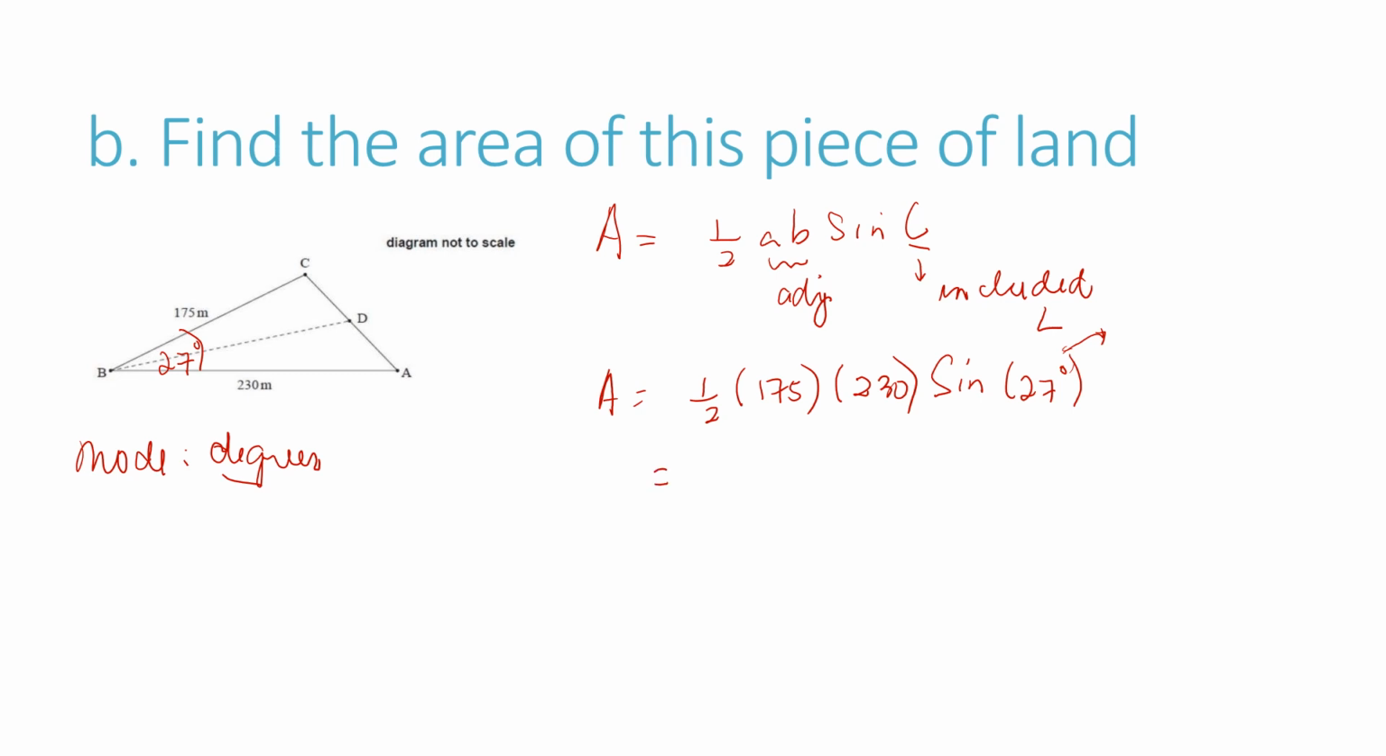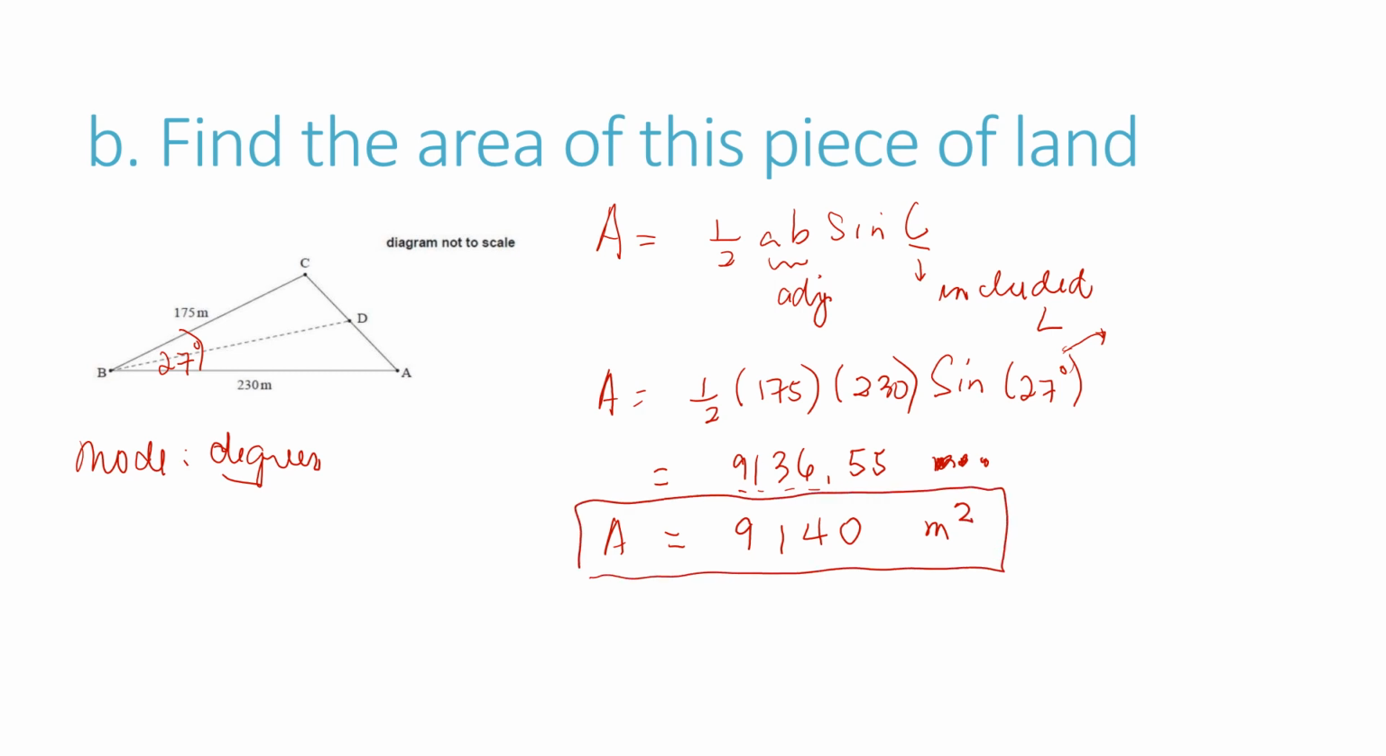Now the area will be equal to 9136.55 square meters. There are still many digits here, so you can keep these for accuracy. But the final answer shall be written to 3 significant figures, so 9140 square meters. So this is the area of this triangle.